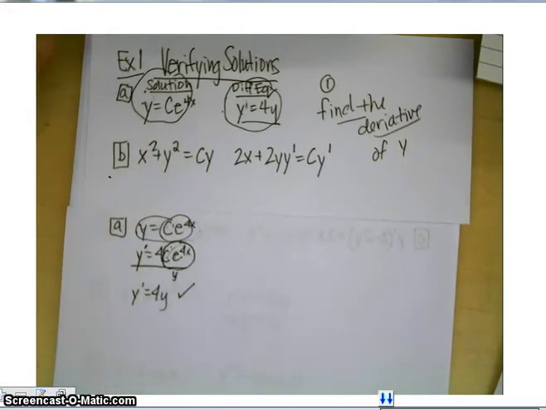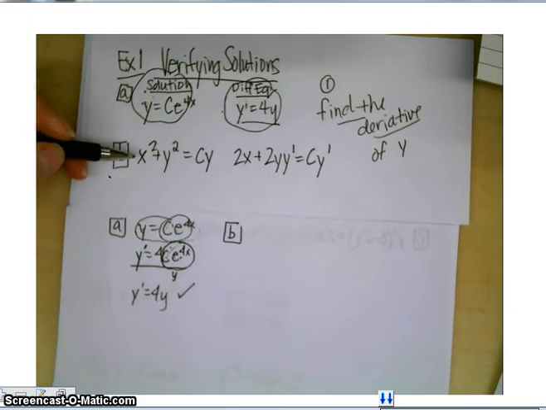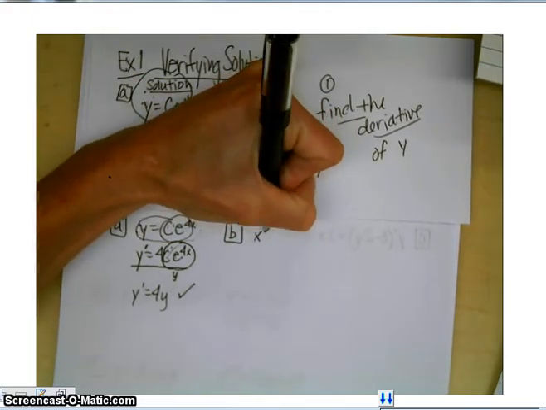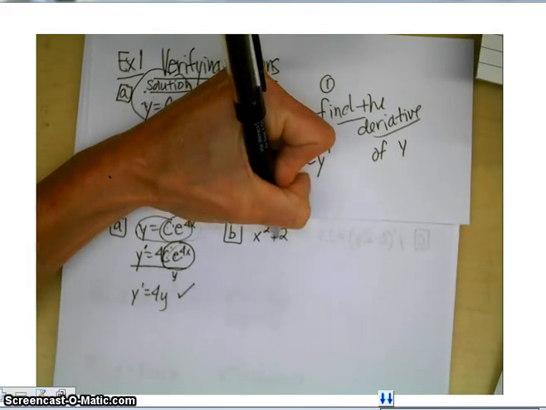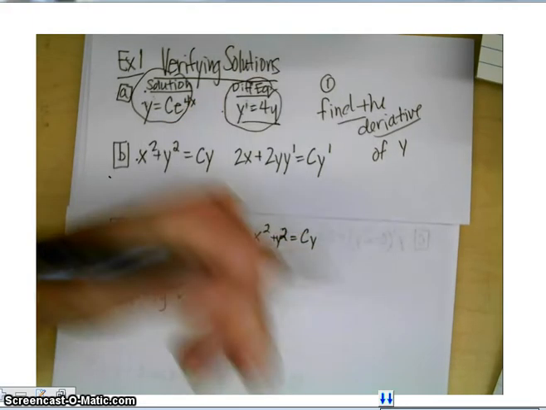It works out. All right, so now we're going to do the same thing with problem B. We're going to start with this, and we're going to take its derivative. Oops, that should be a y squared. And we're just going to take its derivative.